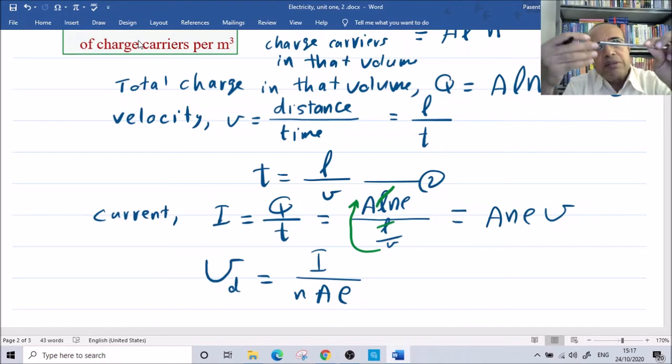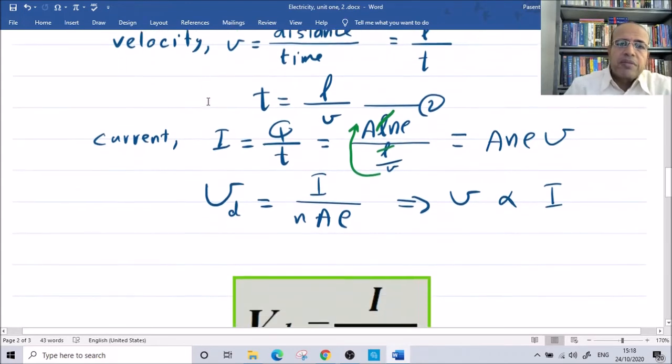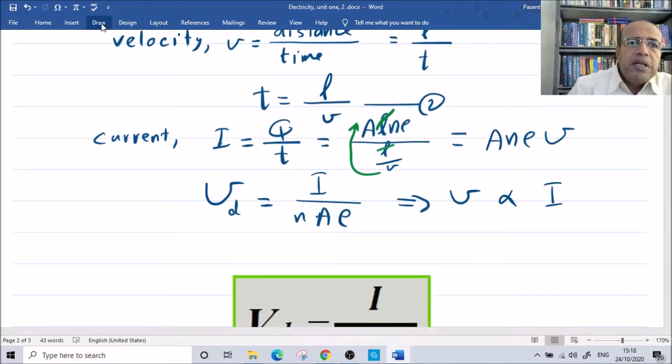For any conductor, n is constant and e is constant. So the drift velocity, v, is directly proportional to the current. If the current is doubled, the drift velocity is doubled. Remember the unit. Drift velocity is measured in meters per second.